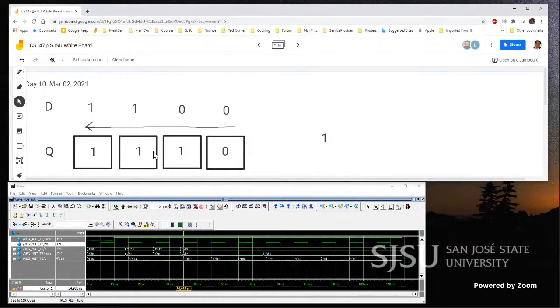Was it 14? Yeah, 14. It is 14. Yeah, one less. Yeah, 12 plus 2. This is 2. Yeah, 14. This is 14. So that's what's happening here.